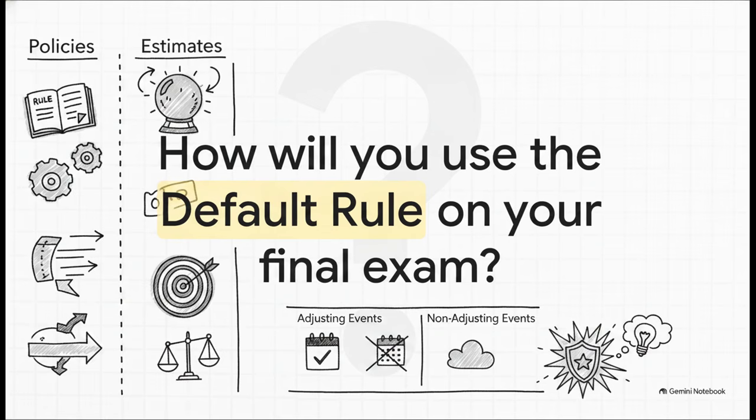But I want to leave you with one final, slightly provocative thought. We just saw how much easier it is to change an estimate prospectively than to retrospectively restate a policy change. So, how often do you think real-world companies conveniently use the estimate default rule to subtly sweep their past financial misjudgments under the rug? Keep that in the back of your mind, trust your study structure, and I'll see you in the next explainer.